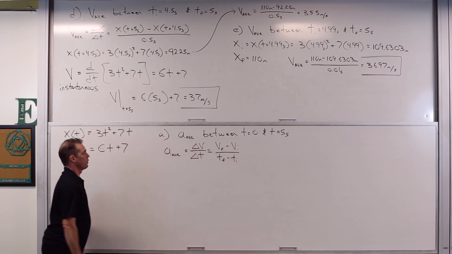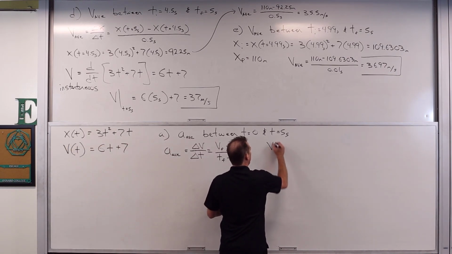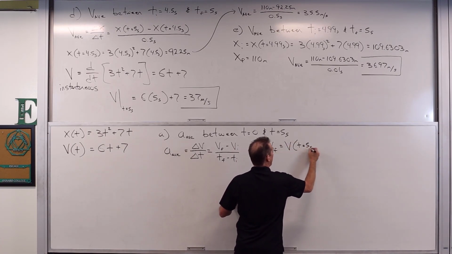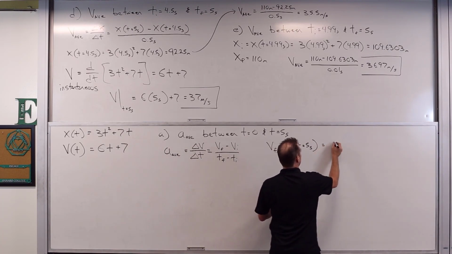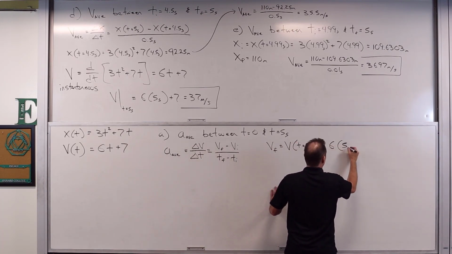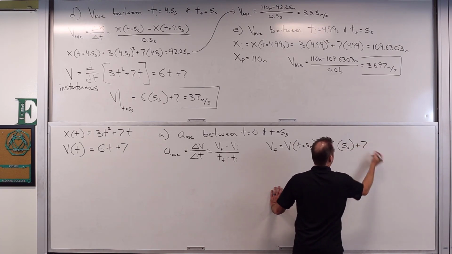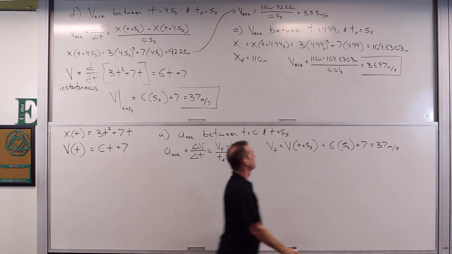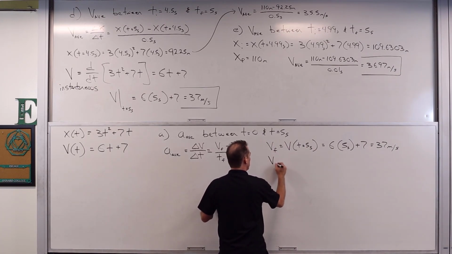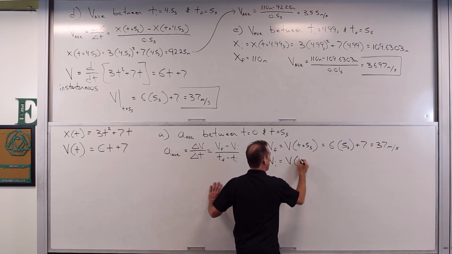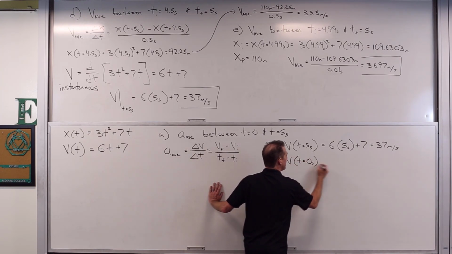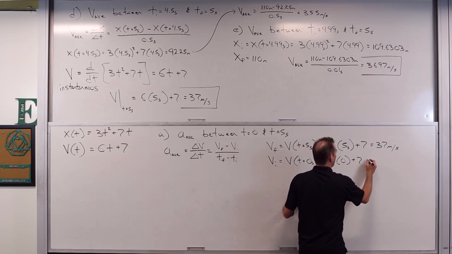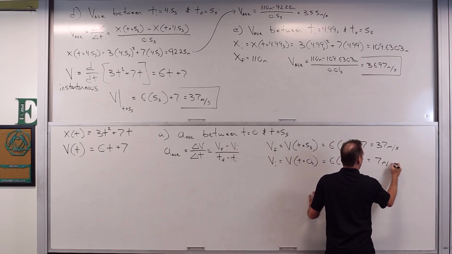So we need the final and initial values here. We've got that v final is going to be equal to v of t equals 5 seconds, which is going to be 6 times 5 plus 7, which we've already determined to be 37 meters per second. And we've got that v initial is going to be equal to v of t equals 0 seconds, which is going to be 6 times 0 plus 7, which is equal to 7 meters per second.